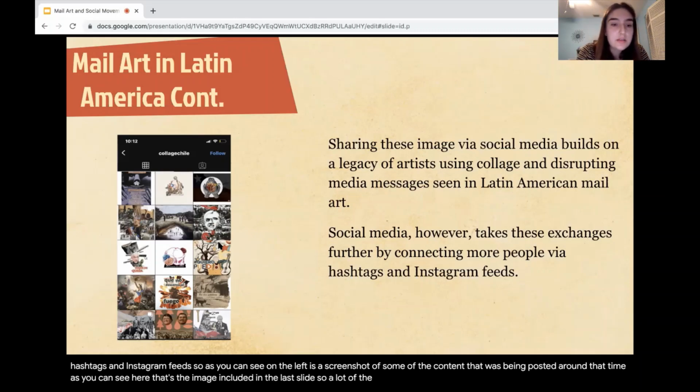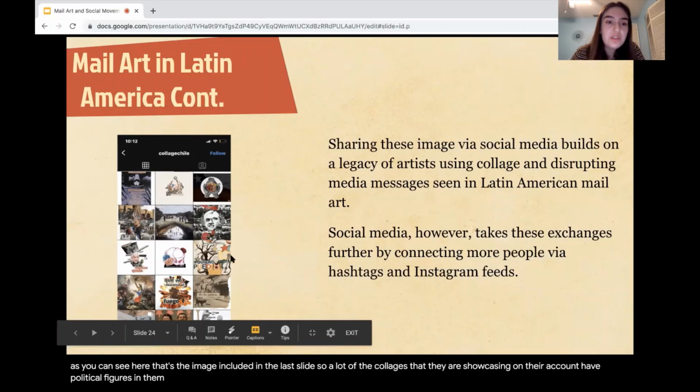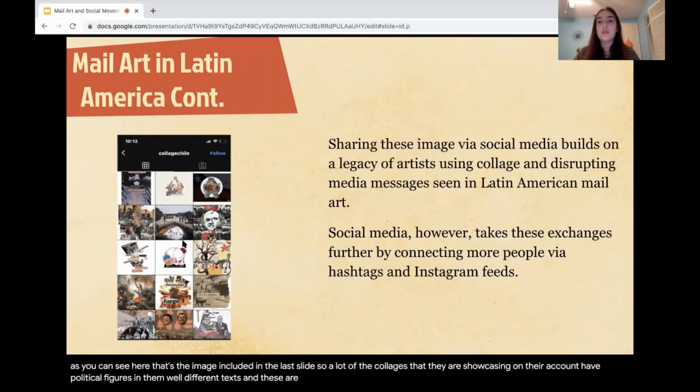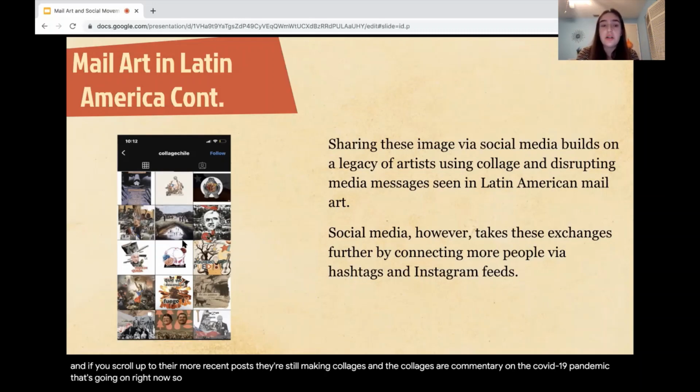So a lot of the collages that they are showcasing on their account have political figures in them with different text, and these are all in response to the political and social climate during that time. This is from 2019, and if you scroll up to their more recent posts, they're still making collages, and the collages are commentary on the COVID-19 pandemic that's going on right now. So the artists are still very active, but now they are critiquing different social and political events that are happening today.